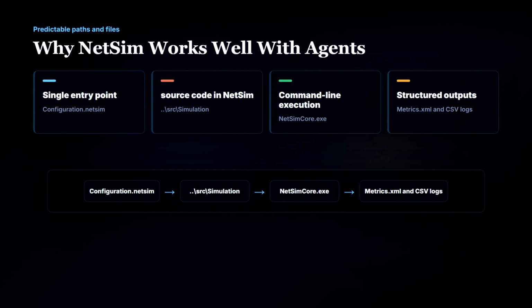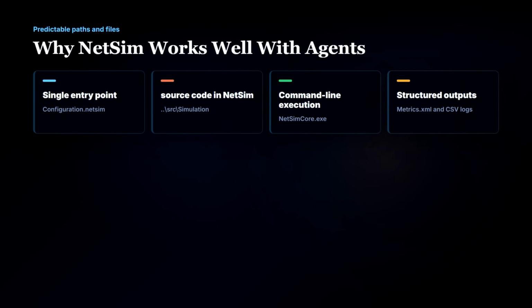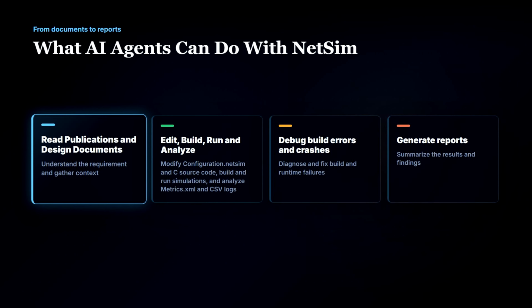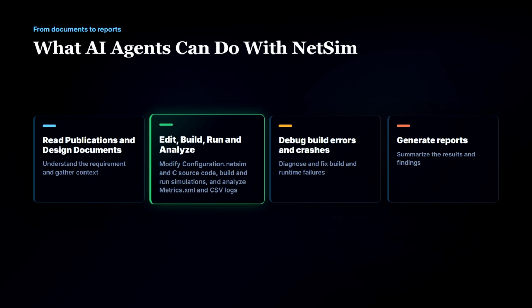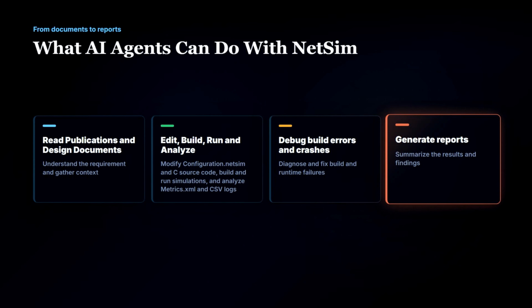Together, these pieces form a repeatable loop from configuration to source code refinement to execution to results. With this setup, an agent can read publications, standards, and design documents, then use that context to edit configuration.netsim and C code, run simulations, analyze metrics.xml and CSV logs, debug errors, and prepare reports.